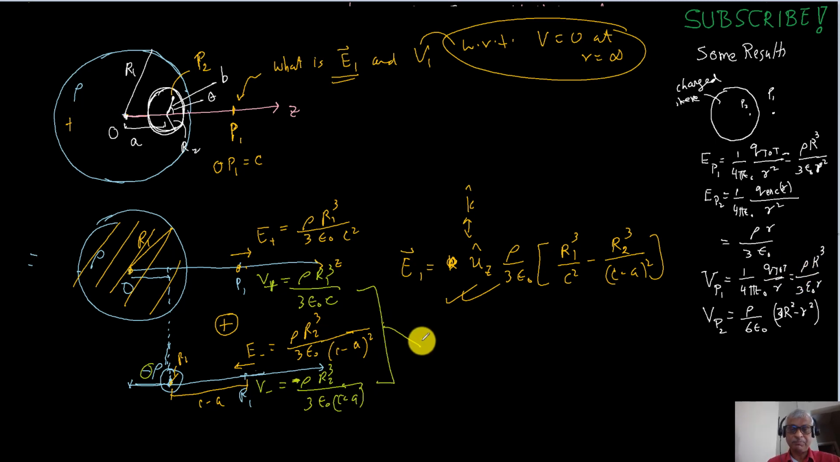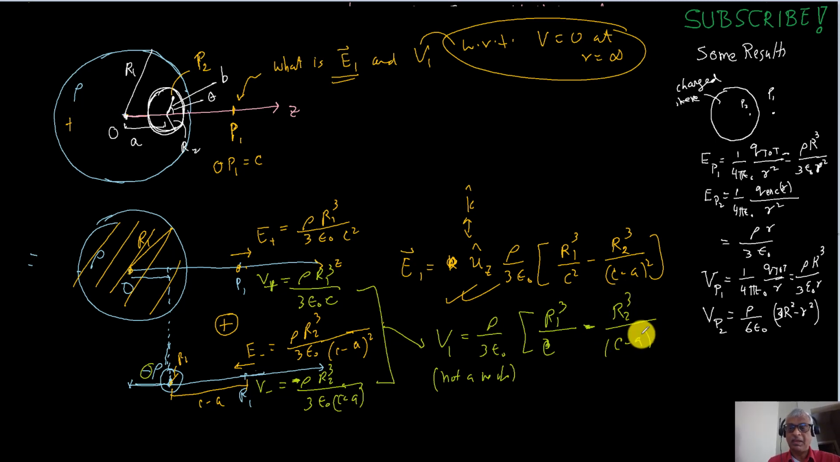So I add them up. V1, which is simply V at this point P1, is going to be adding, actually subtracting. Rho over 3 epsilon naught. Then it's not a vector, just going to be a plus or minus sign. And that's going to be R1 cube over C minus R2 cube over C minus A. Okay, so that's for potential.